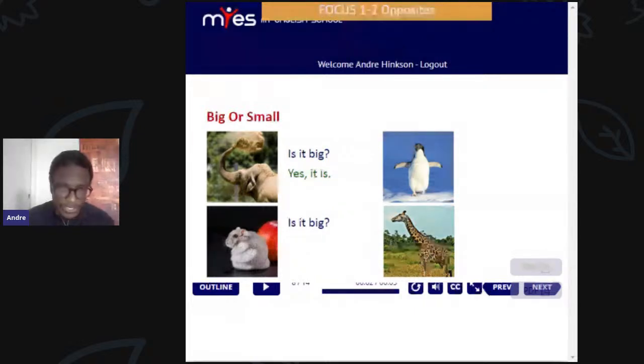Let's look at the second picture. Very cute little animal. I think it's a mouse. Many people don't like mice. So remember the plural of mouse is mice. Cute little mouse. Good. So looking at the mouse, is it big? How would you answer? Negative or positive? Is it big?